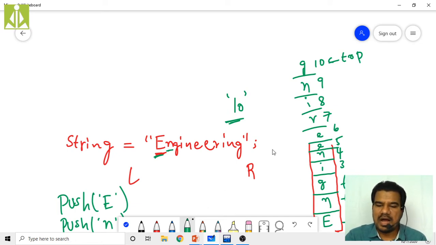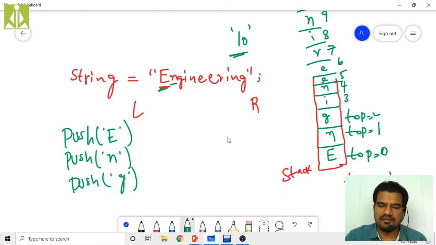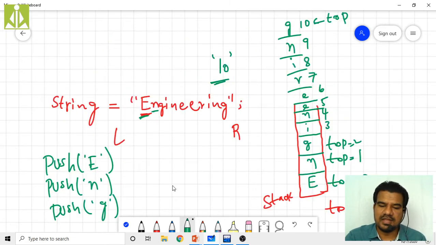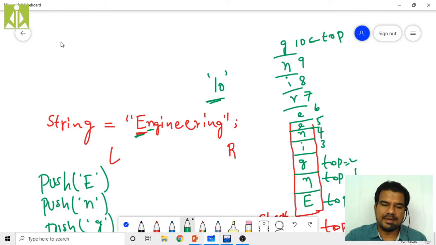So now, in the process of string reversal, after pushing all the characters onto the stack, we have to pop the characters one by one, and we have to put those characters into another string with a different name, like string 2. We have to put all those characters into string 2.